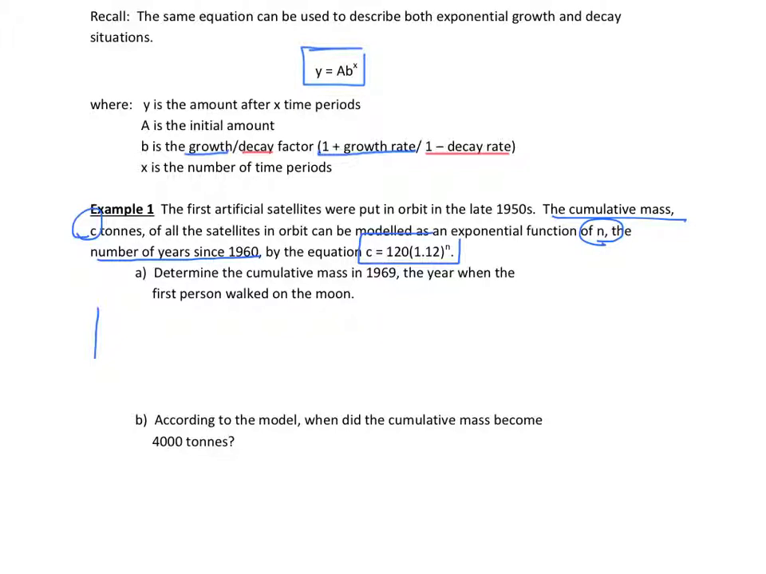So our first question says, determine the cumulative mass in 1969, the year when the first person walked on the moon. Now remember that n is the number of years since 1960. So in 1969, n would be 9. So that's what we're going to plug into our equation. C equals 120 times 1.12 to the exponent 9. And for a question like this, you would just type it into your calculator, and we find out it would be approximately 333 tons.